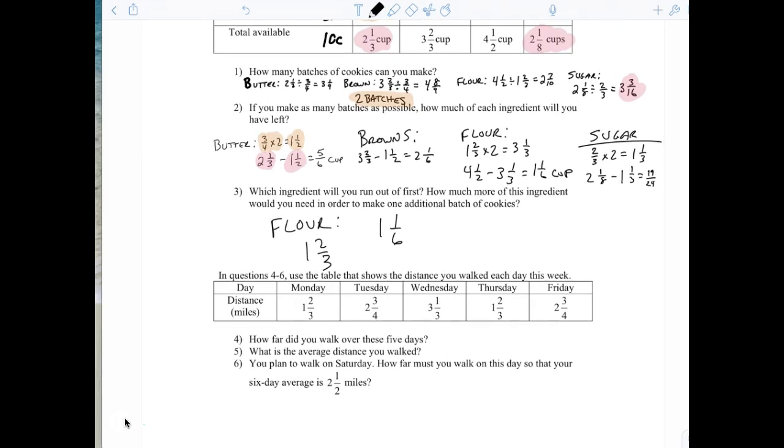I have 1 1/6 cups of flour left. I need 1 2/3. So all I have to do is do what? Subtract those two. Good job, Miles. Tell me what that answer is. 1/2. We need 1/2 cup. So you have to run to your neighbor and say, hey, can I borrow 1/2 cup of flour? And then you can make a third batch.